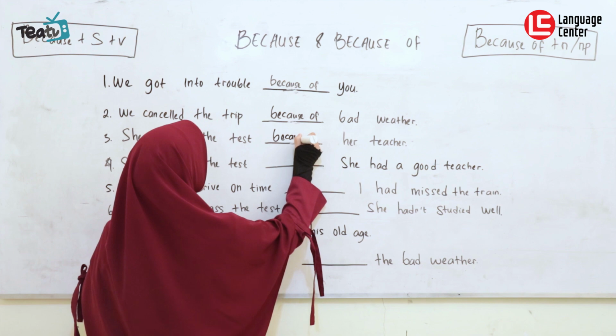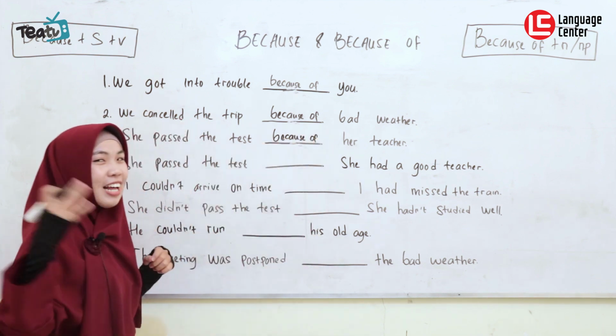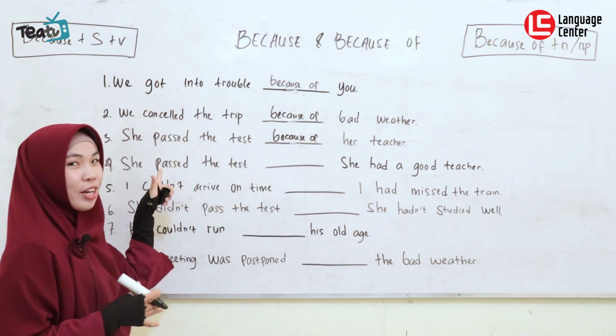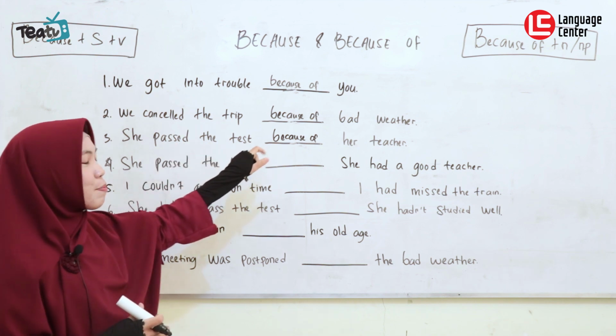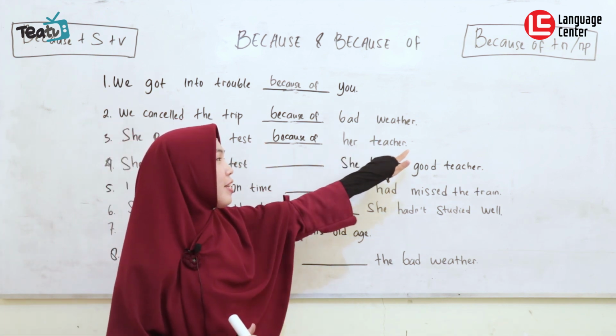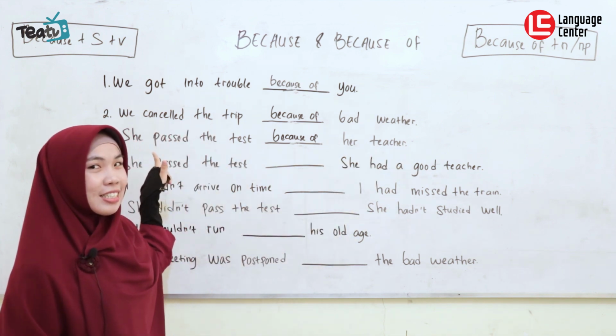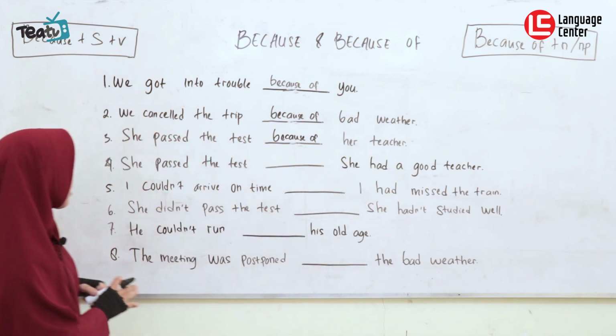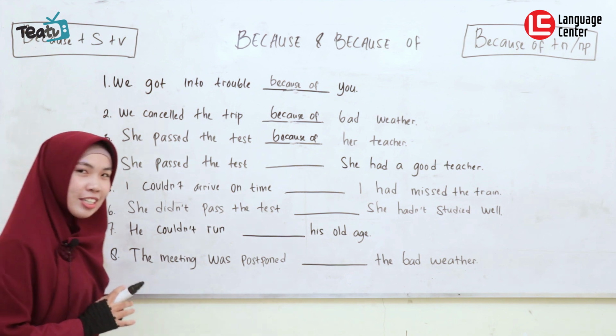because of. That's great. So, let's read the sentence together. She passed the test because of her teacher. Her teacher once again becomes the noun in this sentence. Okay, you got it? Now, let's move to the fourth question.